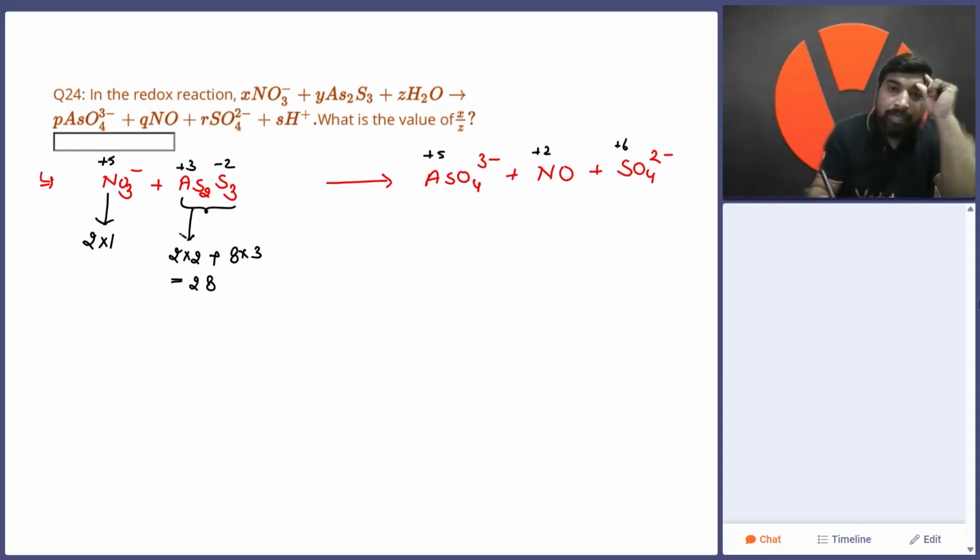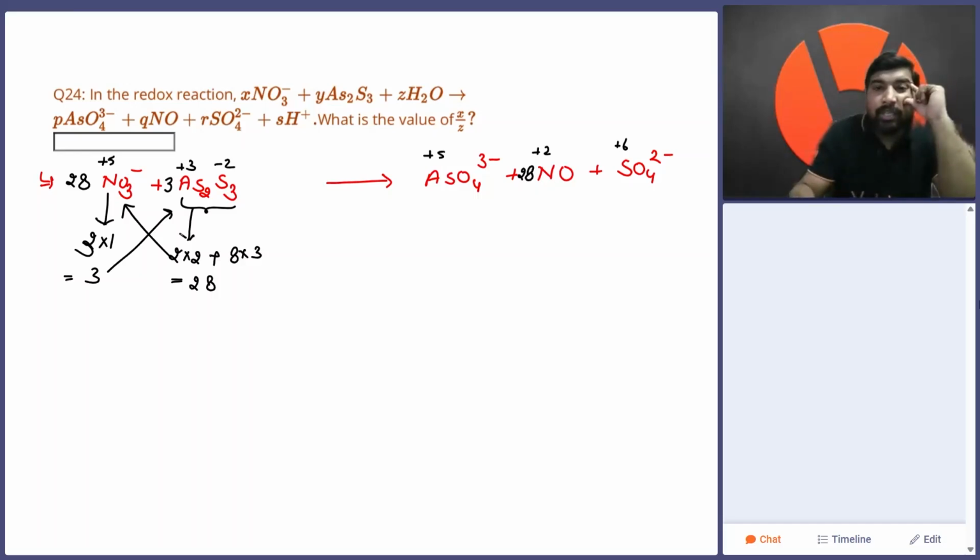Actually, for nitrogen there is a +5 to +2, a net change of 3. So the total change is 3. We just need to cross multiply. So from here we can see 28, or that should be 3. So how many nitrogen are present here? 28. So make it 28. And how many arsenic? 3 2s are 6, that should be 6. How many sulfur? 3 3s are 9, that should be 9.